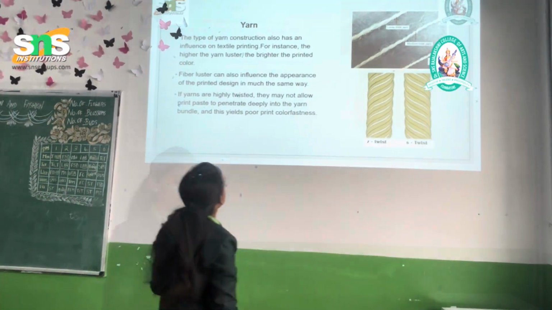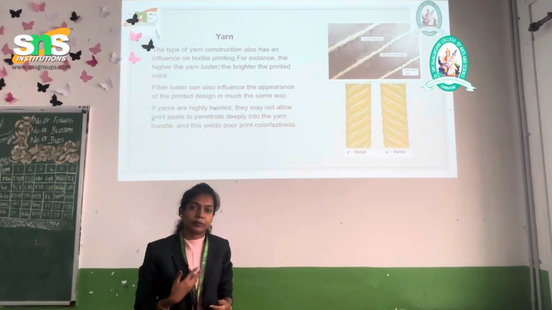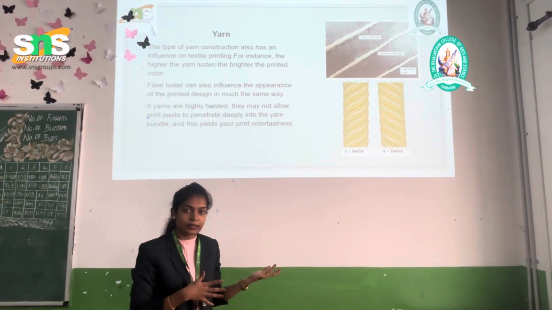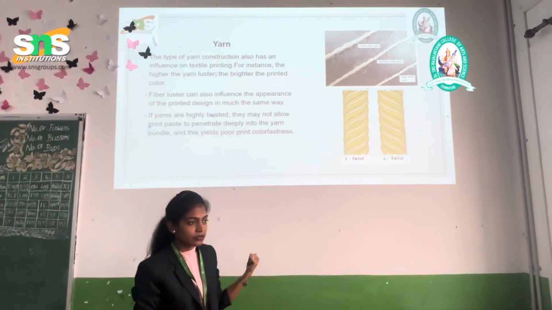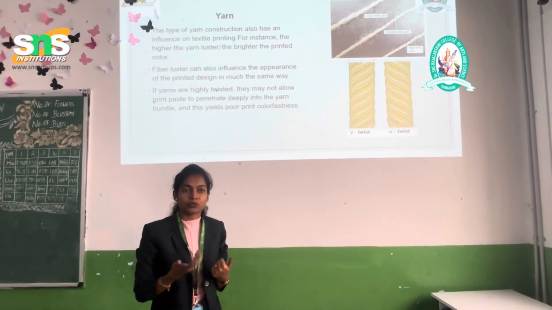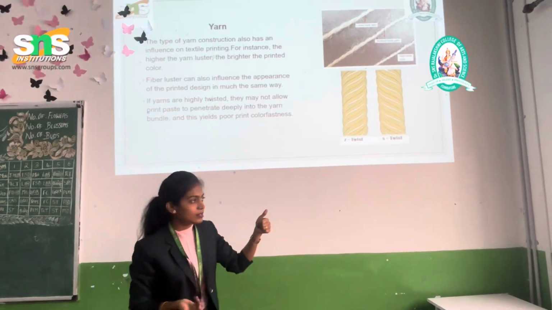When we talk about properties like fiber, yarn, and fabric construction, fibers are the basic building blocks of all textile materials. They are thin, hair-like structures that can be spun into yarns and then woven, knitted, or bonded to form fabrics. The characteristics of fiber determine the quality, performance, and appearance of the final textile products.